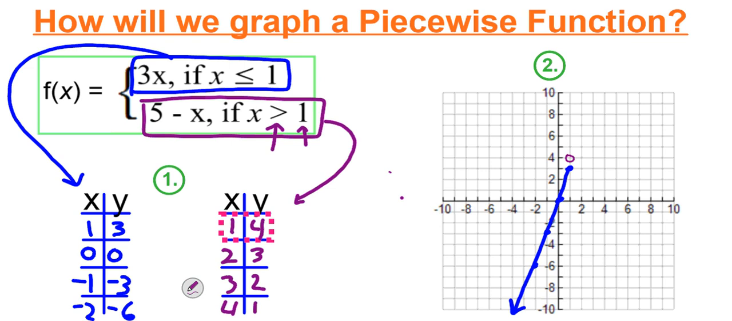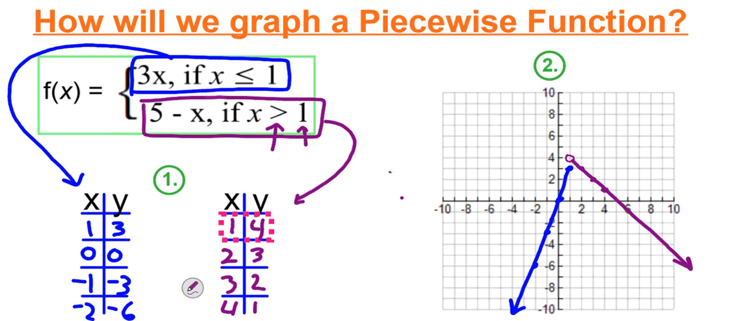We've got over 2, up 3, and over 3, up 2. And of course, this is a line, right? We could have graphed this just knowing that it's a line with the slope of -1. So we're going to go ahead and connect this. Okay. This is our piecewise function.